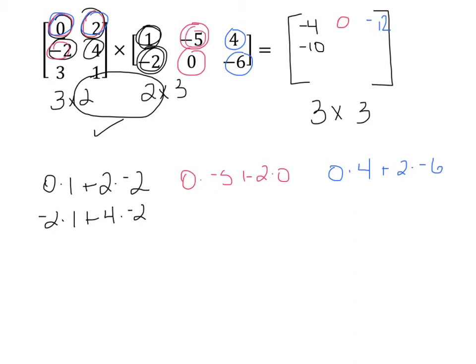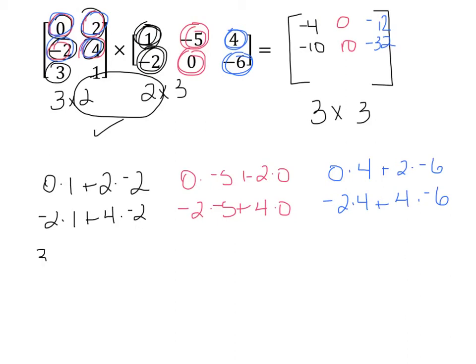Negative 2 times negative 5, 4 times 0. That's positive 10. Negative 2 times 4, 4 times negative 6. Negative 32. So again, middle row, middle row. Column 1 went in column 1, column 2 went in column 2, column 3 went in column 3. We will do this one more time.